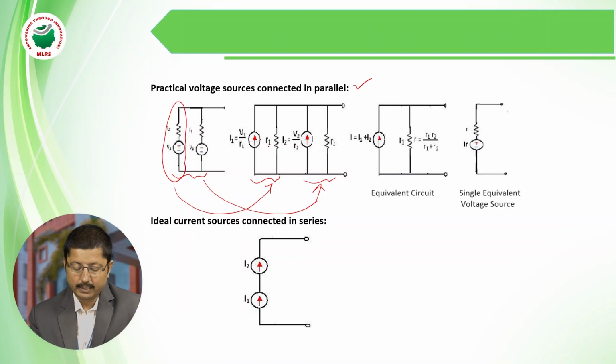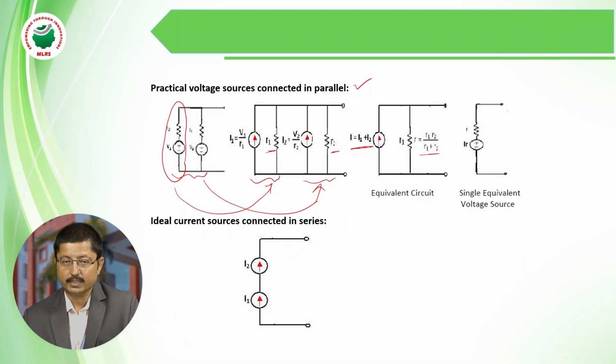According to the conversion, the current in the parallel circuit is I equals I1 plus I2, irrespective of their voltages. The two resistors are connected in parallel, so R equivalent equals R1 R2 divided by R1 plus R2. After simplification, we convert this current source into an equivalent voltage source, giving I into R. This is for practical voltage sources connected in parallel.